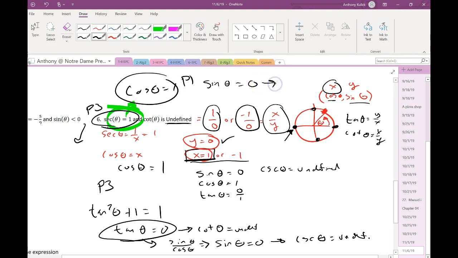And then using this, I can use R4 to say cosecant is 1 over 0, which is undefined. And similarly, from here, I used R6 to say that cotangent is 1 over 0, or undefined. Undefined?